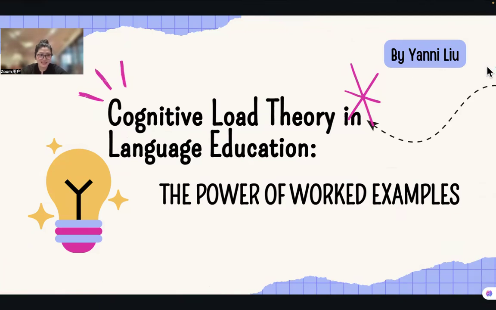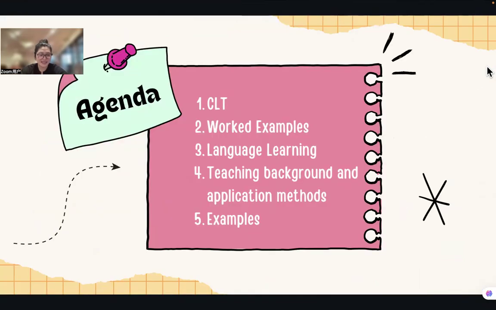Hello, everyone. My name is Yanni, and today I want to talk about cognitive load theory in language education: the power of worked examples. My agenda is to help you understand how worked examples work in language learning.